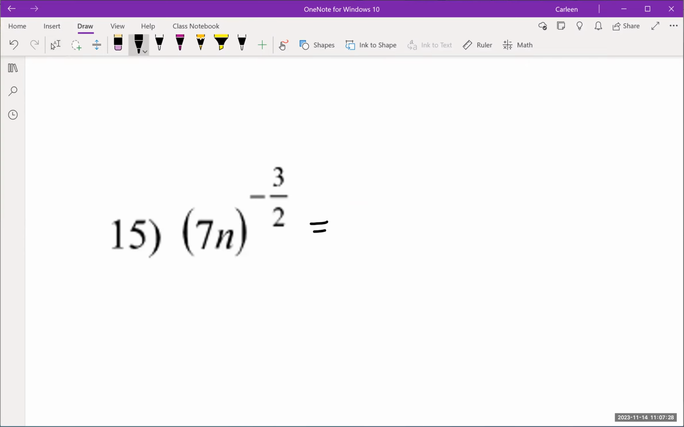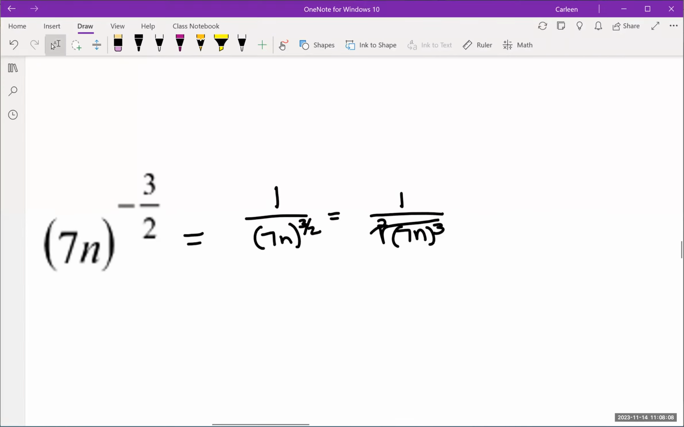Okay, so now step 1, deal with the negative. So I'm going to flip the fraction. Because we don't want to leave things with negative exponents. Okay, so now the root is 2, the power is 3.